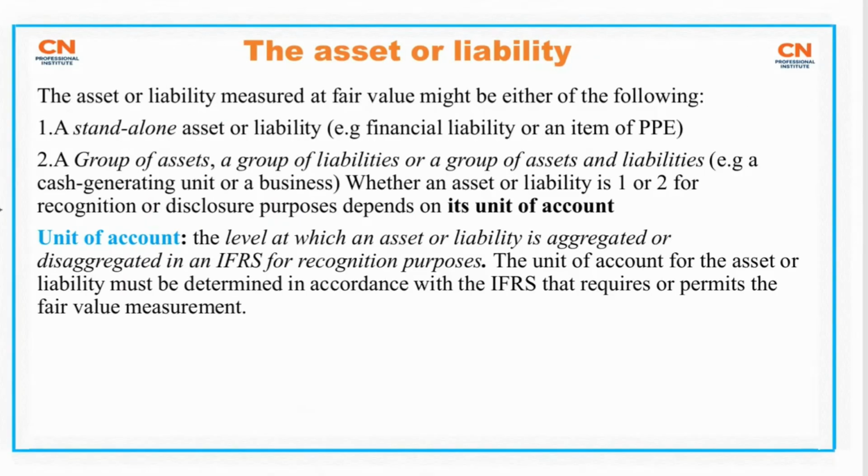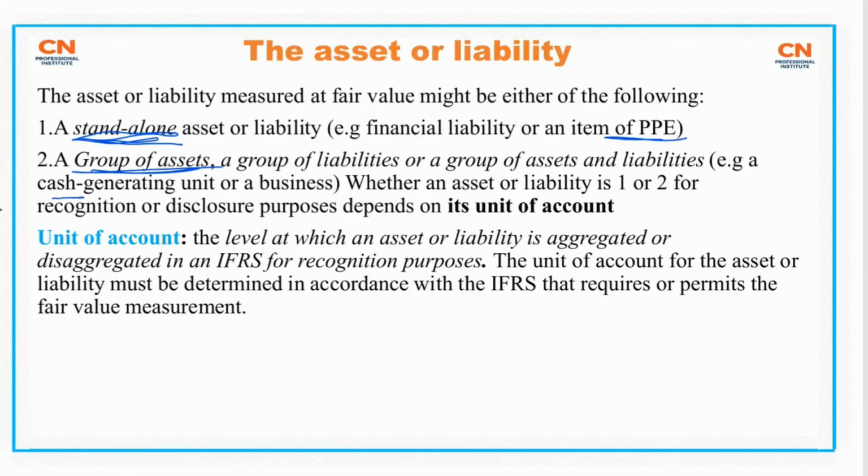Okay. Then, still on the asset, you can determine the fair value of the asset either as a standalone or as a group of assets, right? So you can determine the fair value of an asset or liability as a standalone. Example, PPE, you can determine the fair value of maybe a particular land, a particular building. You are doing it alone, or you can do it as a group. So we can have a group of assets, a group of liabilities, or a group of assets and liabilities.